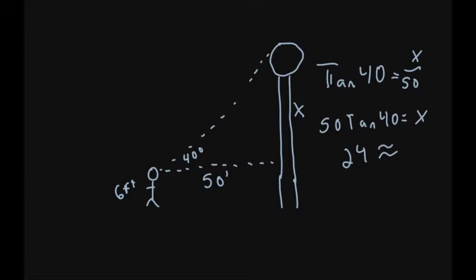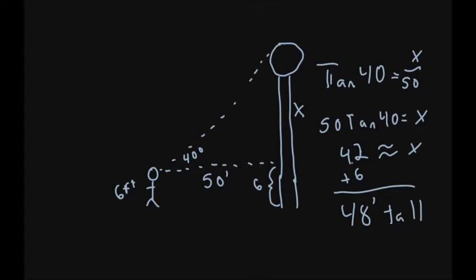Oh, I wrote that backwards. So about 42 feet. Well, that's the distance from your eye level to the top of the tower. So you also have to include this distance from the ground to your eye level, which we said was 6 feet. So I'm going to add that 6 to that 42, and the water tower is 48 feet tall. About.